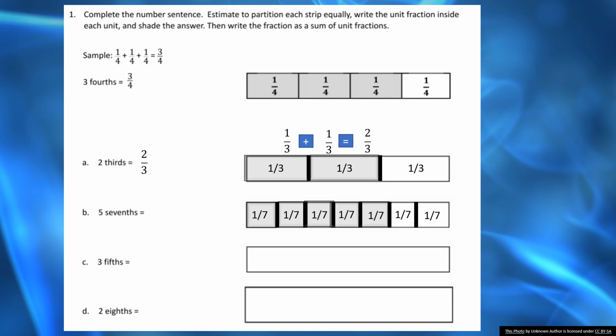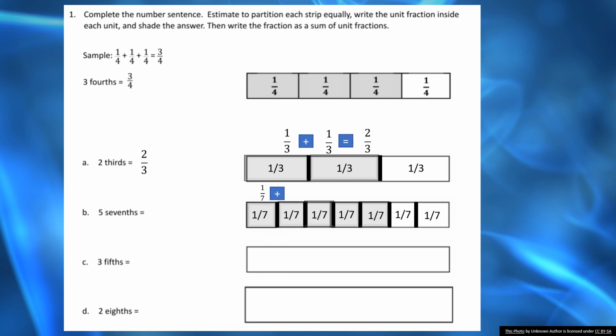Now, we're supposed to write an equation that shows a fraction as a sum of unit fractions. So that means that we're adding the unit fractions to show what fraction is represented here. So let's add the unit fractions so that we can show 5/7. So we're adding the sum of the unit fractions, okay, to show 5/7.